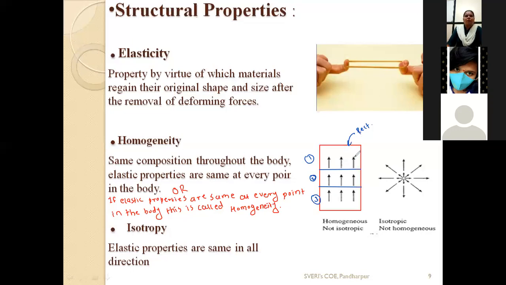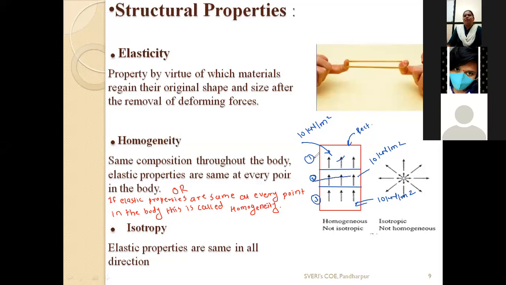Now I will explain what is meant by homogeneity. I have taken this rectangular member and divided it into three parts. Suppose the strength of this rectangular member at the top is 10 kilonewton per meter square, at the middle portion 10 kilonewton per meter square, and at the bottom portion 10 kilonewton per meter square. So this body or material is called a homogeneous material. That means if we take the elastic property point to point.